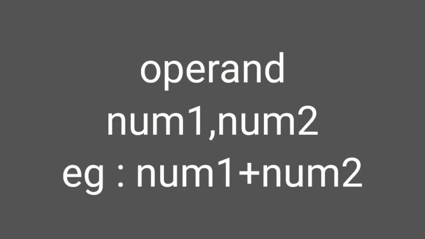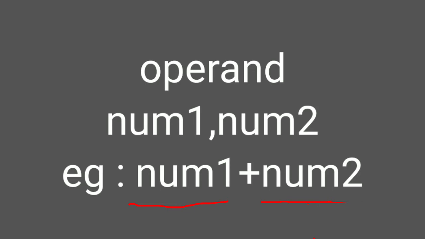Next, let's study what we mean by operand. That is, we have seen num1 plus num2, a plus b, c plus d. We have seen some examples like that. Operand means this num1, num2 are said to be operands, and that plus symbol is said to be operator.